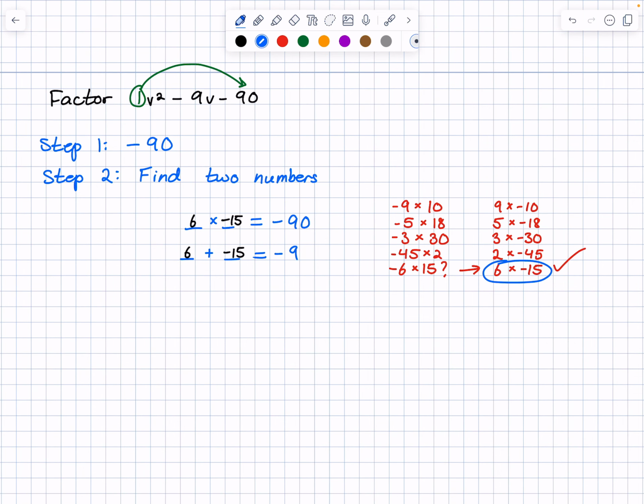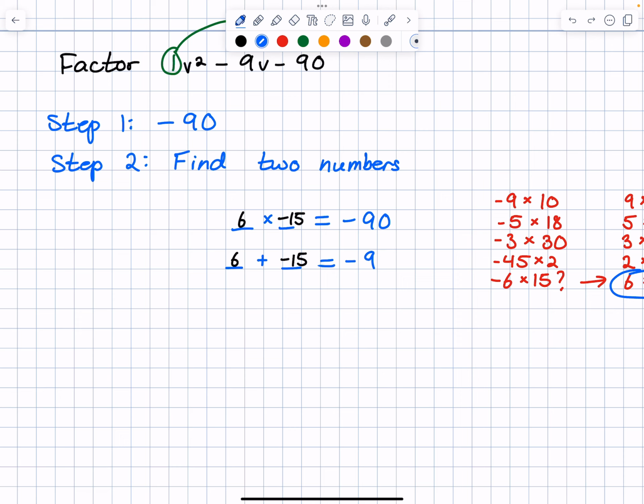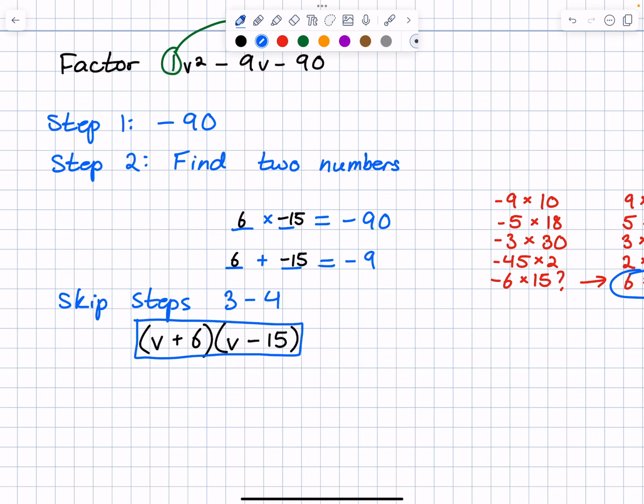Now, I am done. Because my leading coefficient is 1, I can skip the rest of the steps and I can just write my answer. So really, I'm just going to say skip steps 3 through 4, and you just write the answer. Here's the answer. Parentheses, v, and then you put this number, so plus 6, close parentheses. Then you do one more parentheses, v, and you do this number, minus 15. That's it. This is the answer to factoring the above problem.